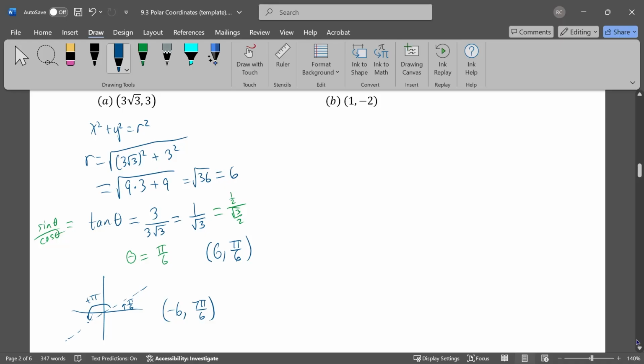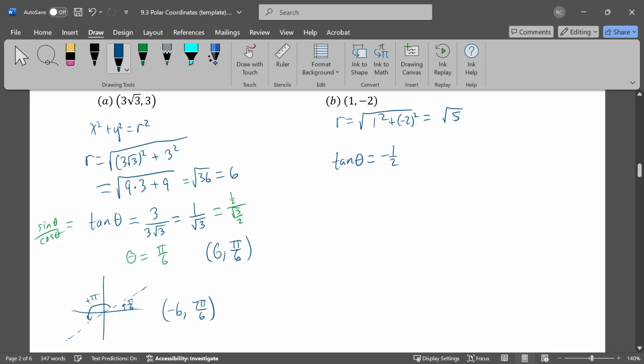Okay, part B. We've got the point 1, negative 2. So r is the square root of 1 squared plus negative 2 squared. That's the square root of 5. And now this one doesn't work out so nicely. If I set up tangent of theta is negative 1/2, right? That's my y over x.